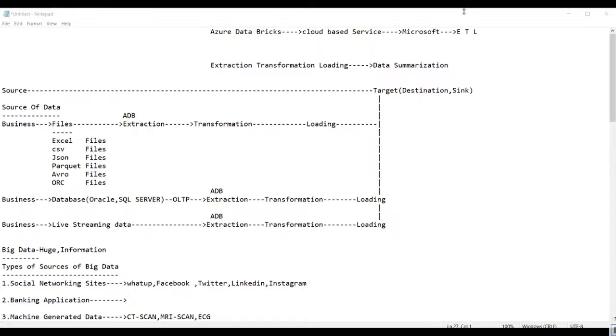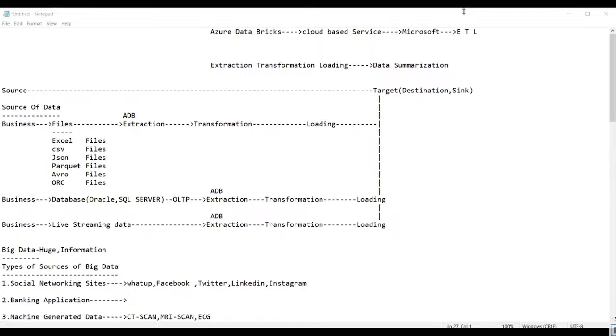I am basically from an ETL background, an Informatica developer. What do you suggest, should I go for ADF or ADB? Then you can go with ADB. Why not? Definitely ADB will work for you.